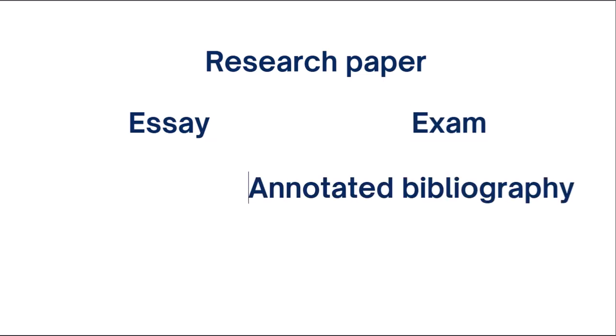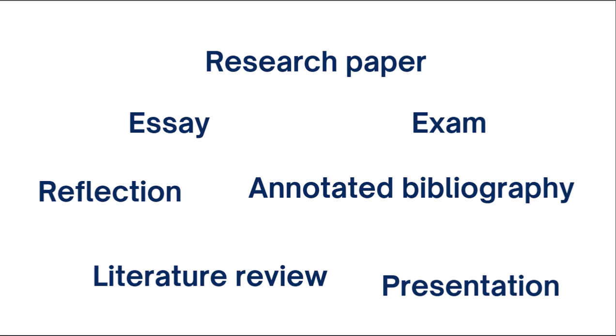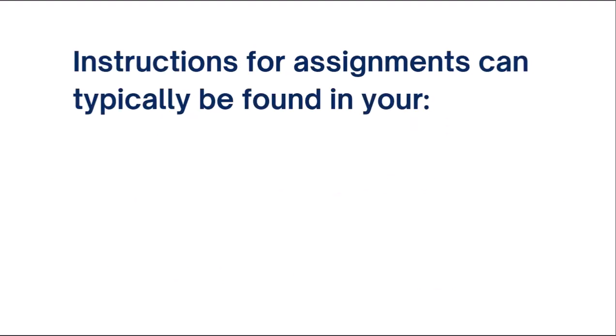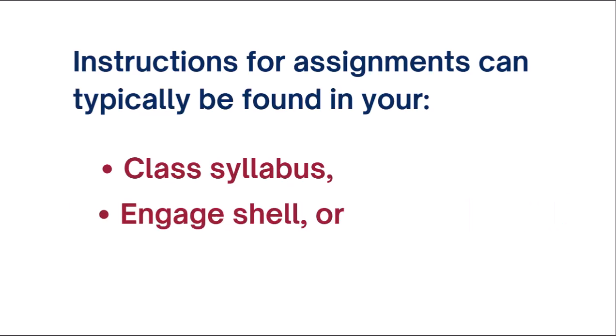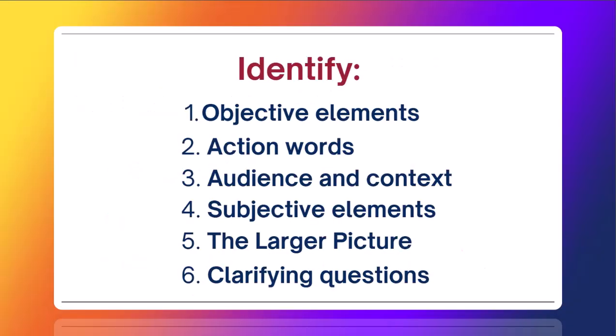When you receive an assignment, whether it's for a research paper, an essay, an exam, an annotated bibliography, reflection, literature review, or presentation, your first job is to read through the instructions so you can understand what is being required of you. Instructions for assignments can typically be found in your class syllabus, in your Engage shell, or from your professor during class. Once you locate your instructions, read them over a couple of times and begin to identify the following: objective elements, action words, audience and context, subjective elements, the larger picture, and any clarifying questions.